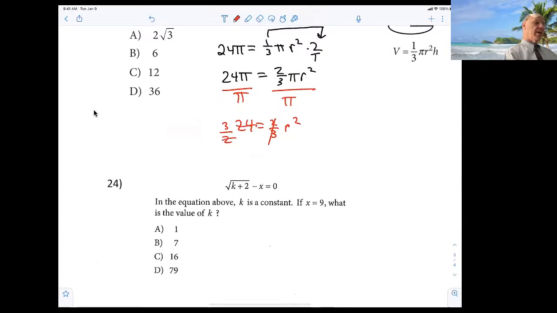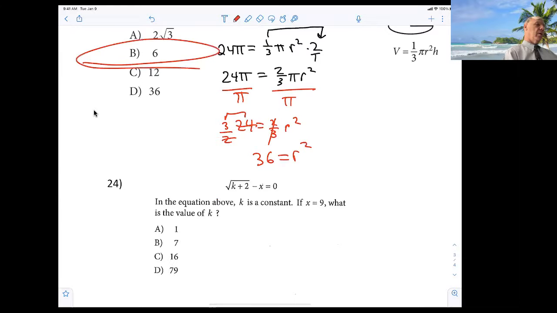What's 24 divided by 2? Times 3. 36 equals r squared. And then take the square root. And so r is what? r is 6. Yeah, I didn't think that was that hard either.